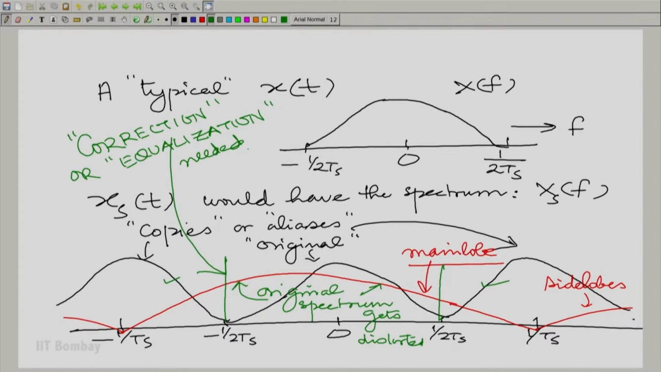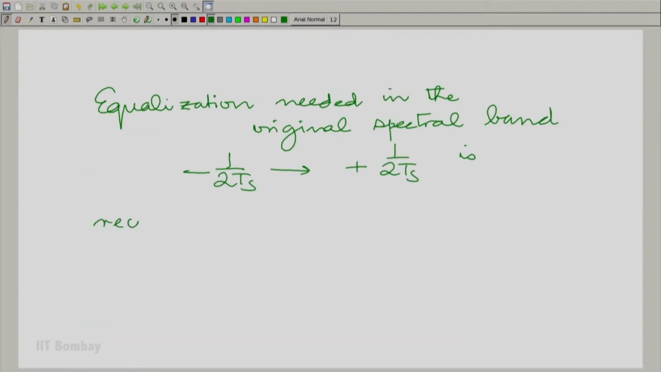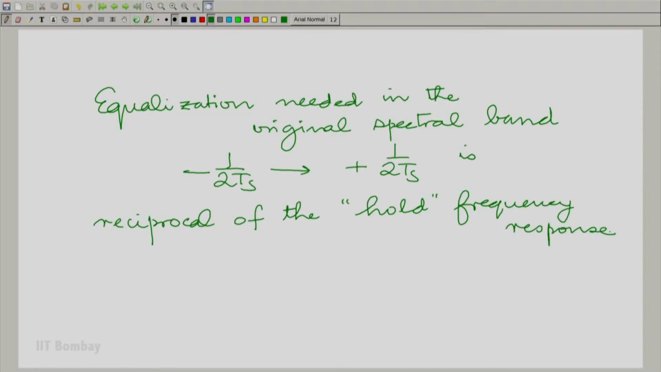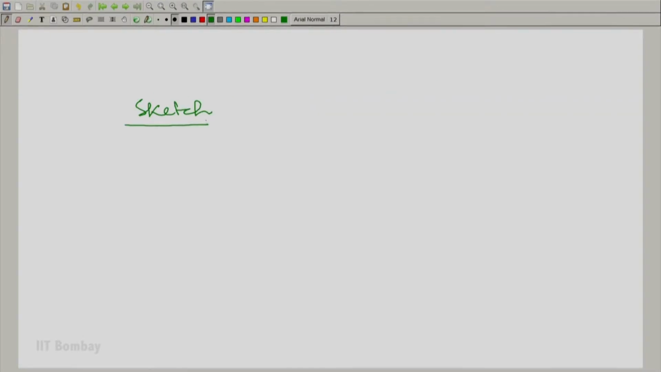And what is the nature of that equalization? We can write that down very easily. It is essentially the reciprocal of the hold system function, the reciprocal of the hold frequency response. So, essentially 1 by that frequency response. Now, of course, you cannot let this expression apply for all f because there are nulls. So, this would only apply in a certain zone. We can even sketch it, we can get an idea of how it will look. Let us sketch that too.